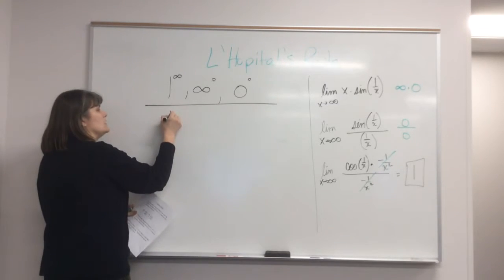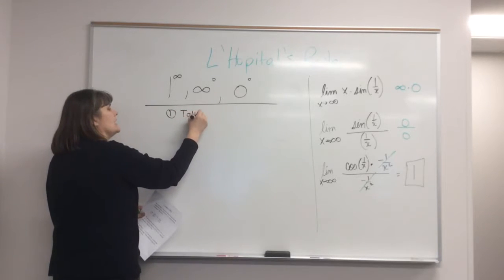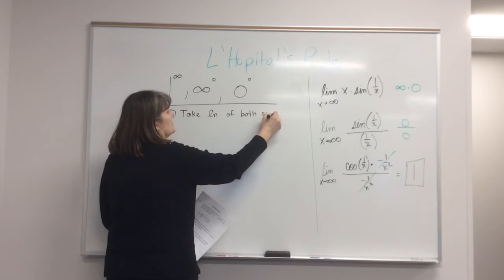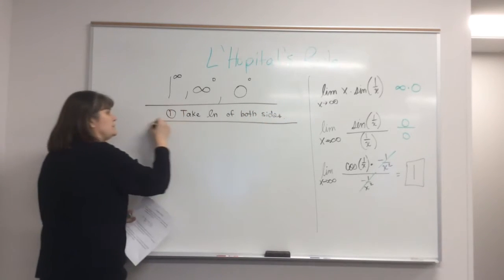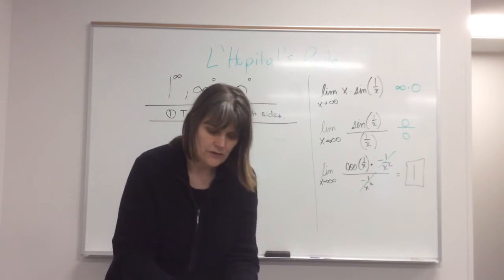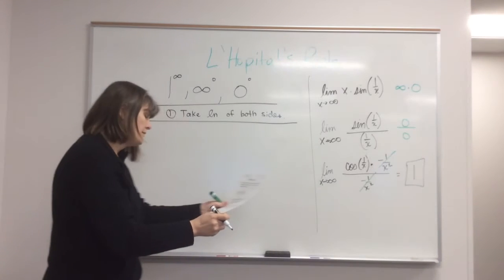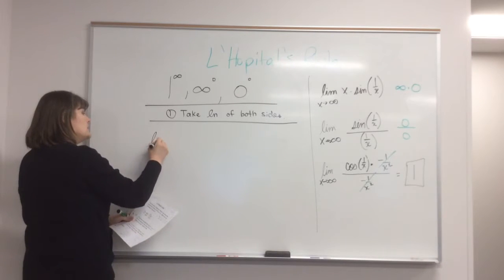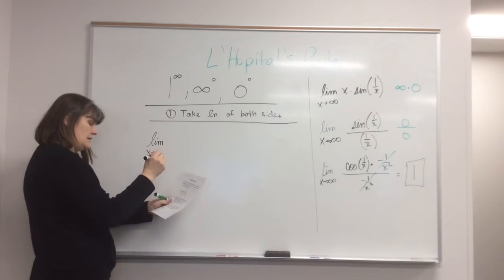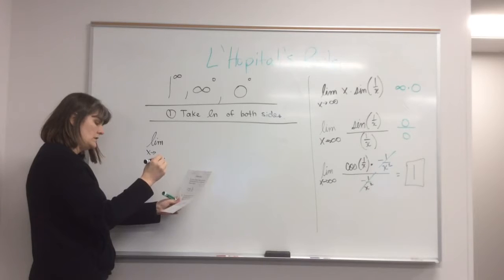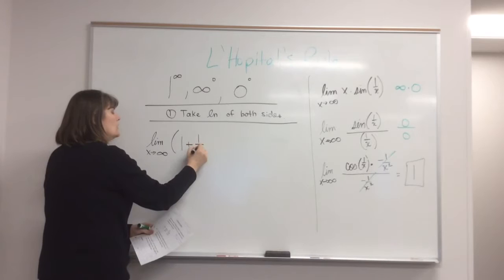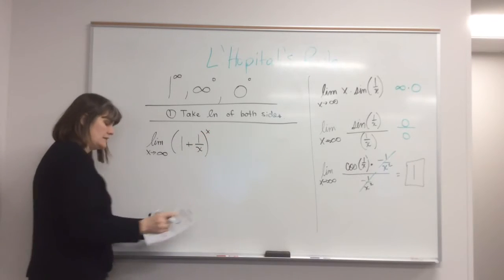what we're going to have to do is take the natural log of both sides and then evaluate from there. So let's look at an example of that, where we need to take the natural log of both sides. Here's a fun one. The limit as x approaches infinity, sorry, can't read my writing, of 1 plus 1 over x to the x.